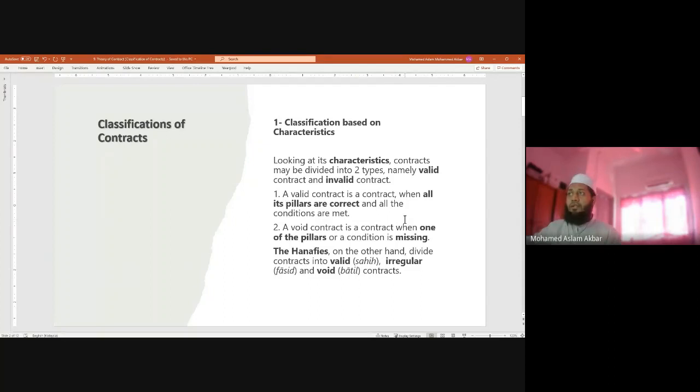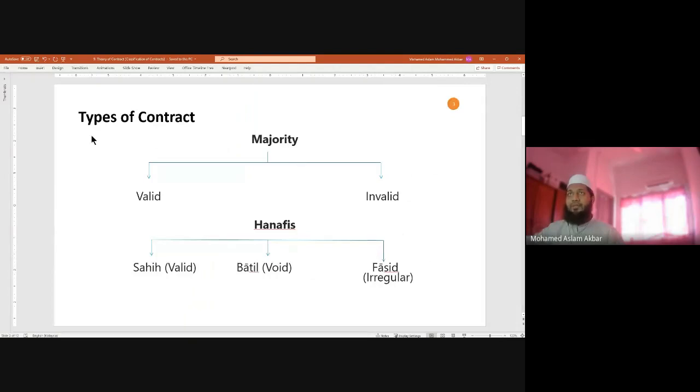The valid contract is a contract when all its pillars are correct. So the 3 pillars that we talked about earlier, if all 3 pillars are there in any contract, you can call it a valid contract. But when one of the pillars is missing, or maybe there is a wrong condition, then you can call it a void or invalid contract. But what is number 3, the irregular or fasid contract?